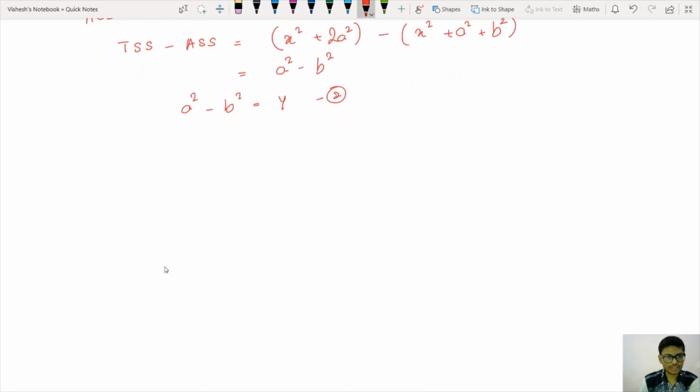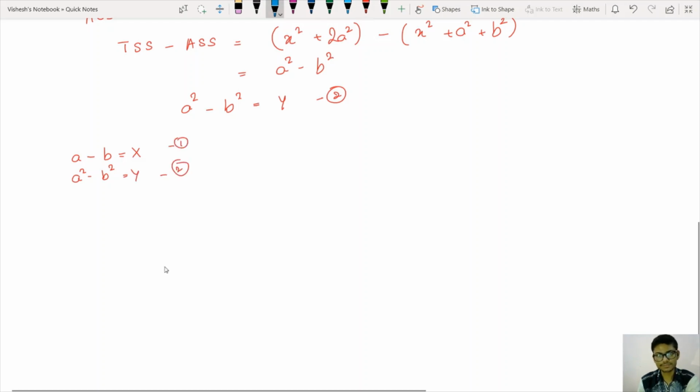Now what's our main goal? I should write these equations here also. a minus b equals x and a square minus b square equals y. So this is equation 1 and this is equation 2. Now what's our main goal? Our main goal is to find the values of a and b. By using some mathematics we can find these two values.